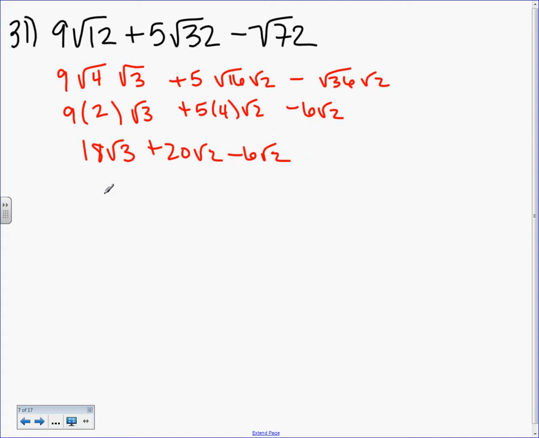So we have 18 square root of 3 plus 20 square root of 2 minus 6 square root of 2. These are like radicands. What's 20 minus 6? So 18 square root of 3 plus 14 square root of 2. And that's all you can do. These are as simplified as they can be, and you cannot combine the square root of 3 and the square root of 2. So that is our final, I'm done answer.